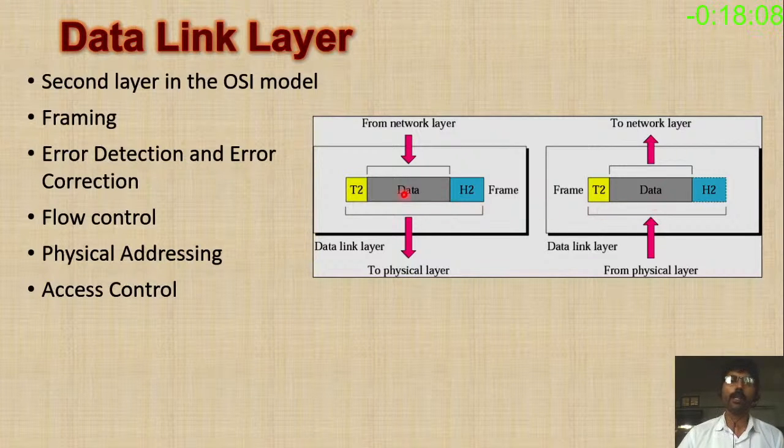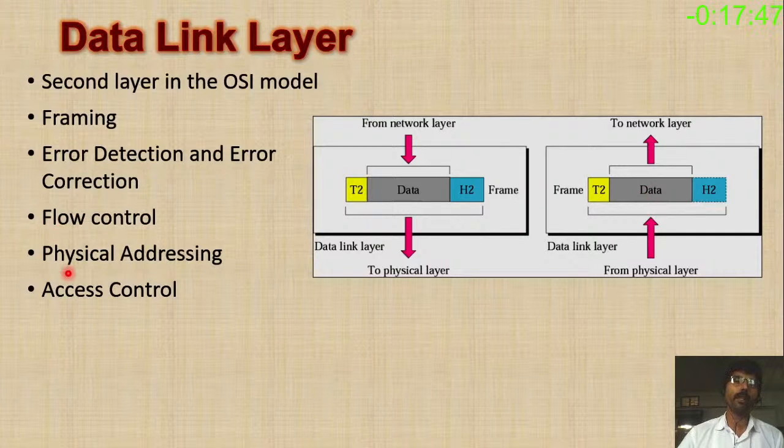If the sender is sending the data at a higher frame rate, meaning it will send more frames and the receiver will receive fewer frames, there is a possibility of some problems. That is one more job of the data link layer: flow control.